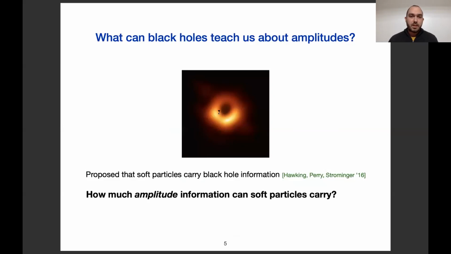And recently, of course, people have started wondering how we can use amplitudes and everything we've learned about amplitudes to learn more things about black hole scattering. But we can, of course, pose the question the other way around, and we should. So we can ask, what can black holes teach us about amplitudes? And a few years ago, it's been proposed that soft particles carry black hole information. And we can take this basic idea and turn it into an amplitudes question, which is how much amplitude information can soft particles carry? And the result is actually quite surprising.